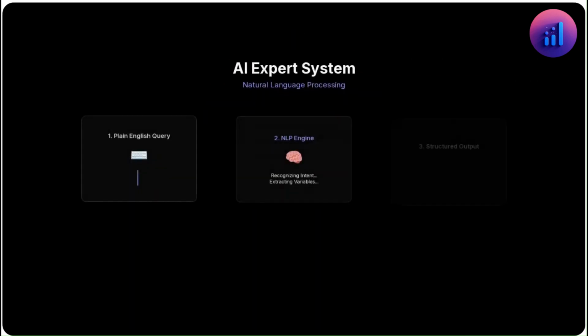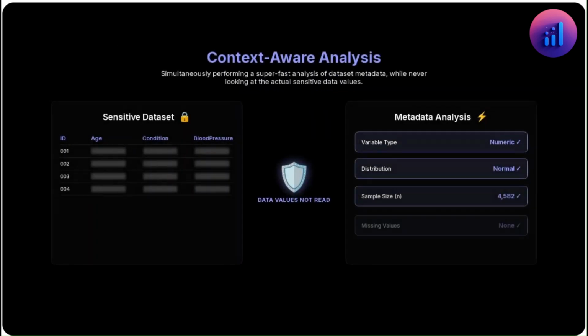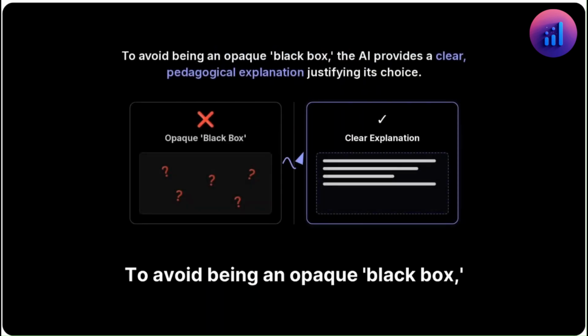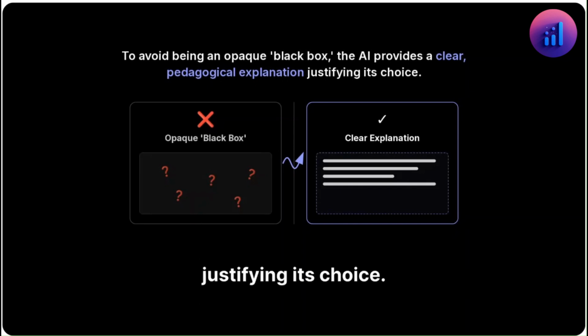How does the AI Analysis Assistant help researchers bridge the know-what-to-ask gap, knowing which test to run? The AI operates as an expert system, starting with natural language processing. The user types a query in plain English, and the engine recognizes the intent and extracts variables. Simultaneously, it performs a super-fast, context-aware analysis of the dataset's metadata, but it is critical that it never looks at the actual sensitive data values. To avoid being an opaque black box, the AI provides a clear, pedagogical explanation, justifying its choice.